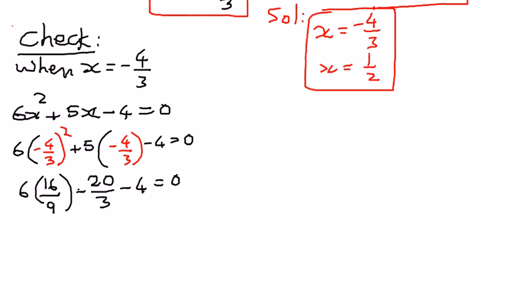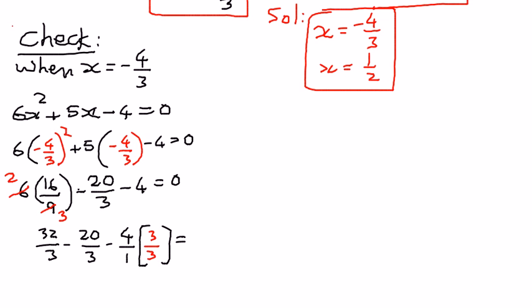In here I'm going to simplify this. 3 times 2 is 6, 3 times 3 is 9. So therefore I can write this as 2 times 16 is 32 divided by 3, minus 20 divided by 3, minus 4 divided by... I'm going to write it like this. I want to multiply and divide. 4 means 4 divided by 1, and I'm going to multiply and divide this by 3, so I have a common denominator, and that is equal to 0.